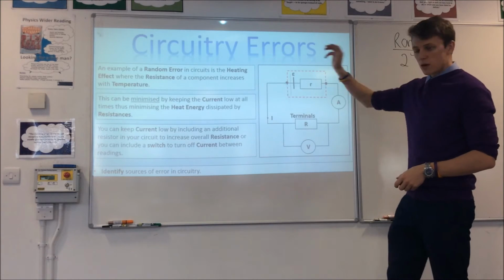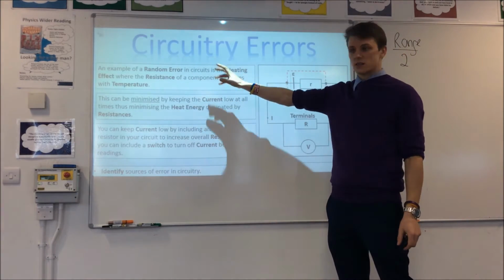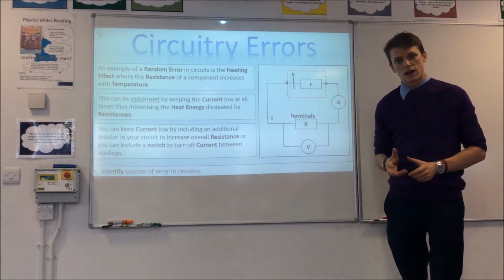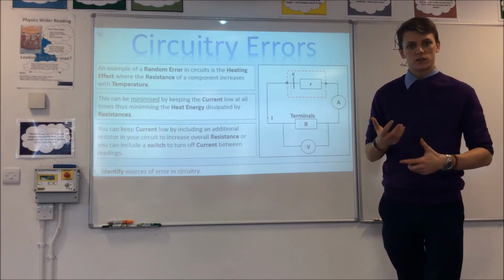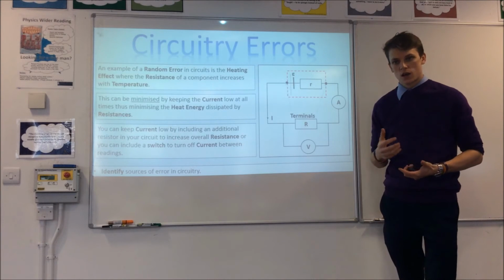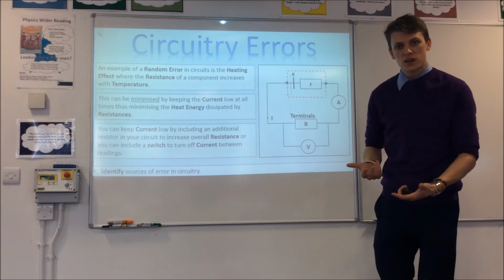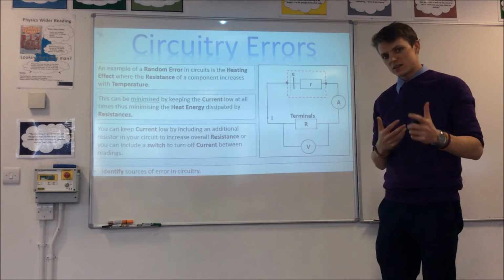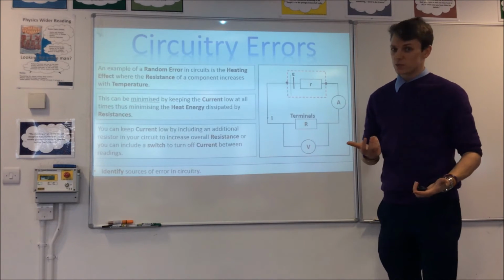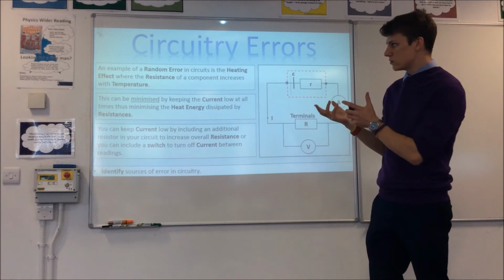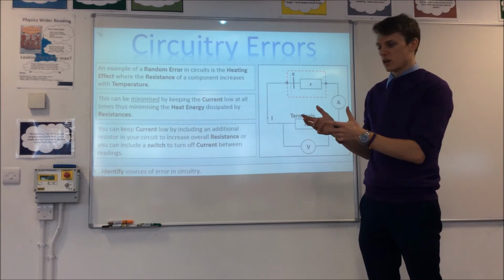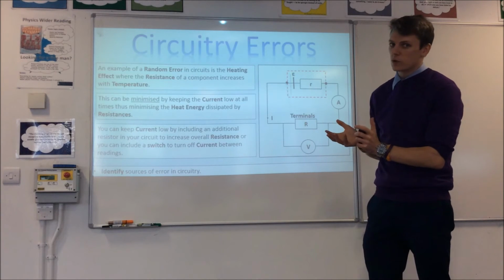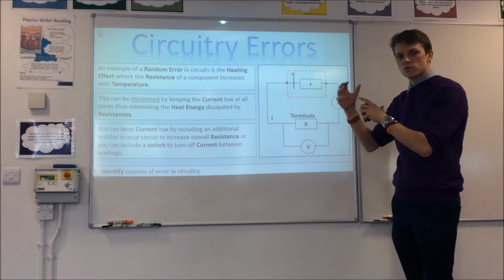So an example of a random type error in circuits is called the heating effect. In one of my previous videos I talked about how if a resistor gets hot, its resistance will actually change. And because you're not measuring it, you can't take account of the fact that that's happening. So that would randomly affect your results, or unpredictably affect your results in a way you're not able to measure or quantify. So that would be a random type error.